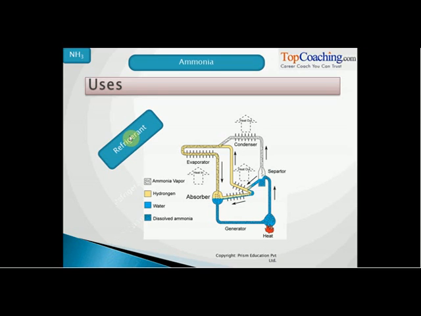However, ammonia is poisonous in nature, and if it leaks out of the condensers, it might be harmful. So these days chlorofluorocarbons or CFCs are being used as refrigerants. These CFCs are quite harmful to the environment and are costlier.